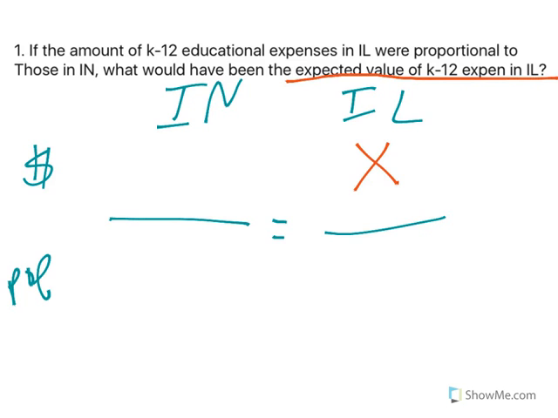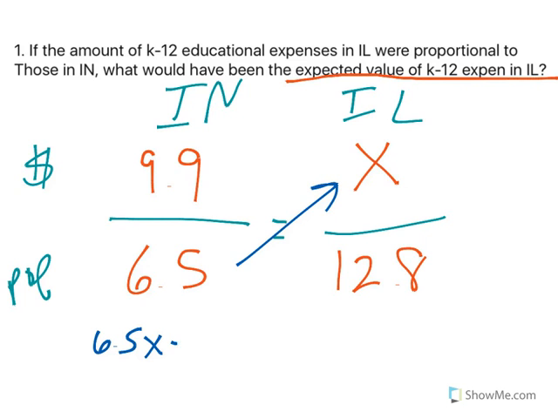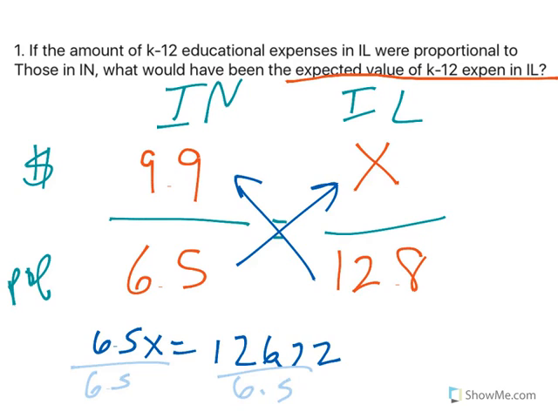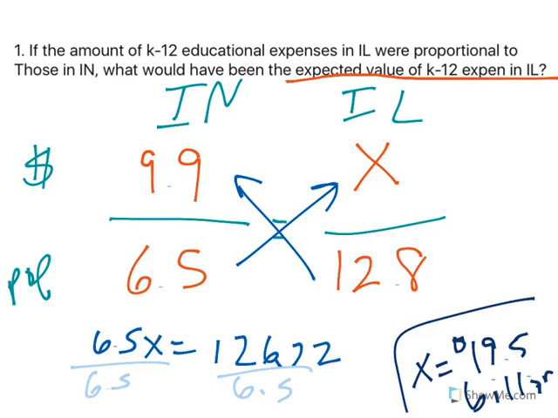So we go in and we say, okay, remember there are 12.8 million people in Illinois. There are 6.5 million people in Indiana, and Indiana spent $9.9 billion on education. So I cross multiply. 6.5x equals 126.72. I divide both sides by 6.5, and Illinois would have spent 19.5 billion, because remember expenditures are in billion, if they had spent like Indiana.